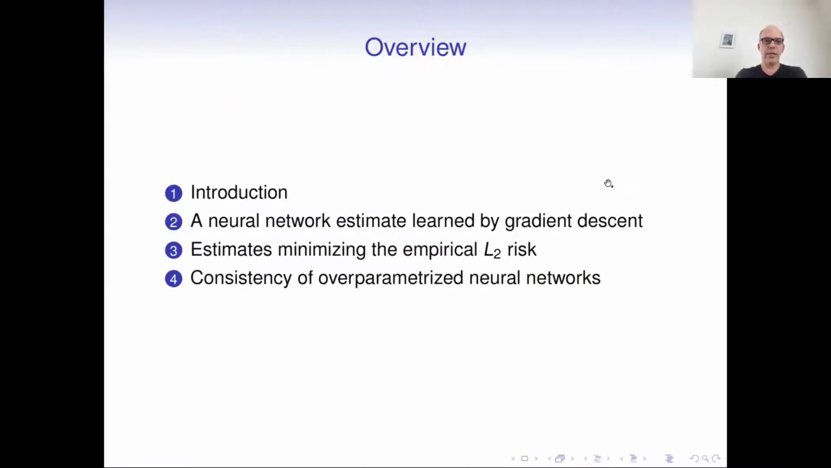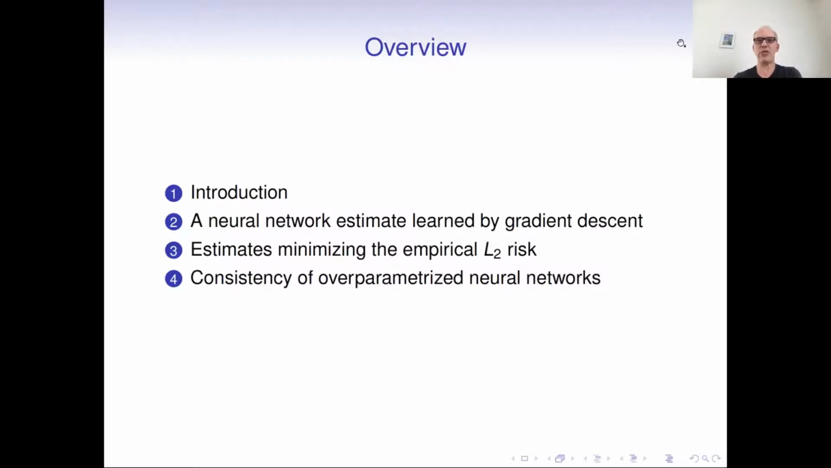My presentation will be divided into 4 parts. After the introduction, in the first part to the topic of the talk, I will introduce the kind of deep neural networks, overparametrized neural networks, which are learned by gradient descent, which I will consider in the rest of the talk. Then in the third part, I will show a result. Basically, such results are already known, and this is one of them. One of many results of this sort is that these estimates are able to minimize the empirical L2 risk if they are learned by gradient descent.